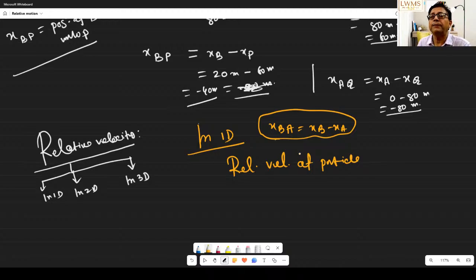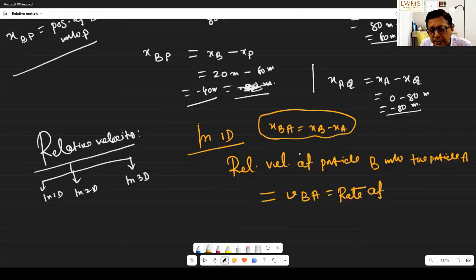Relative velocity of particle B with respect to the particle A is given by VBA. This is nothing but the rate of change of position of B with respect to A.